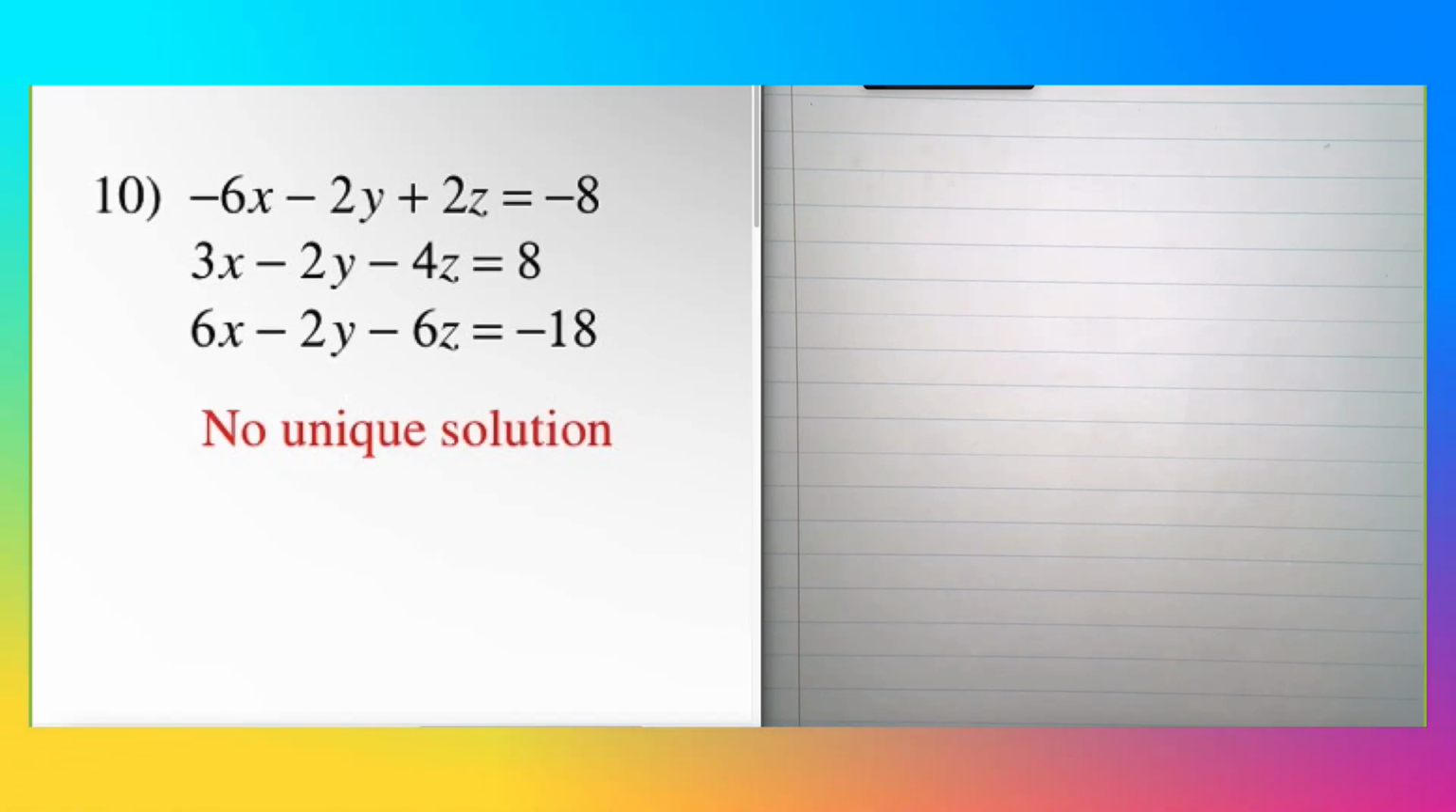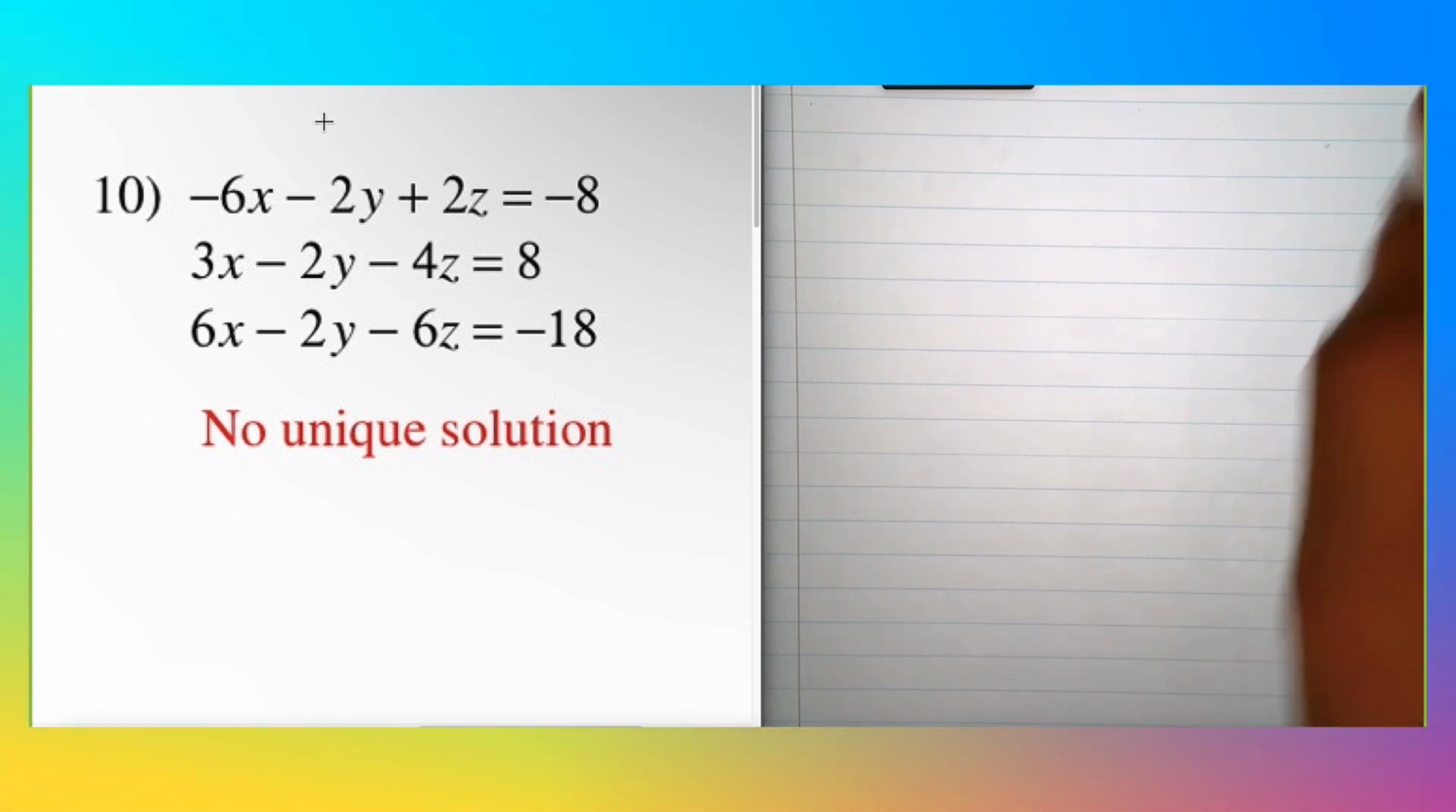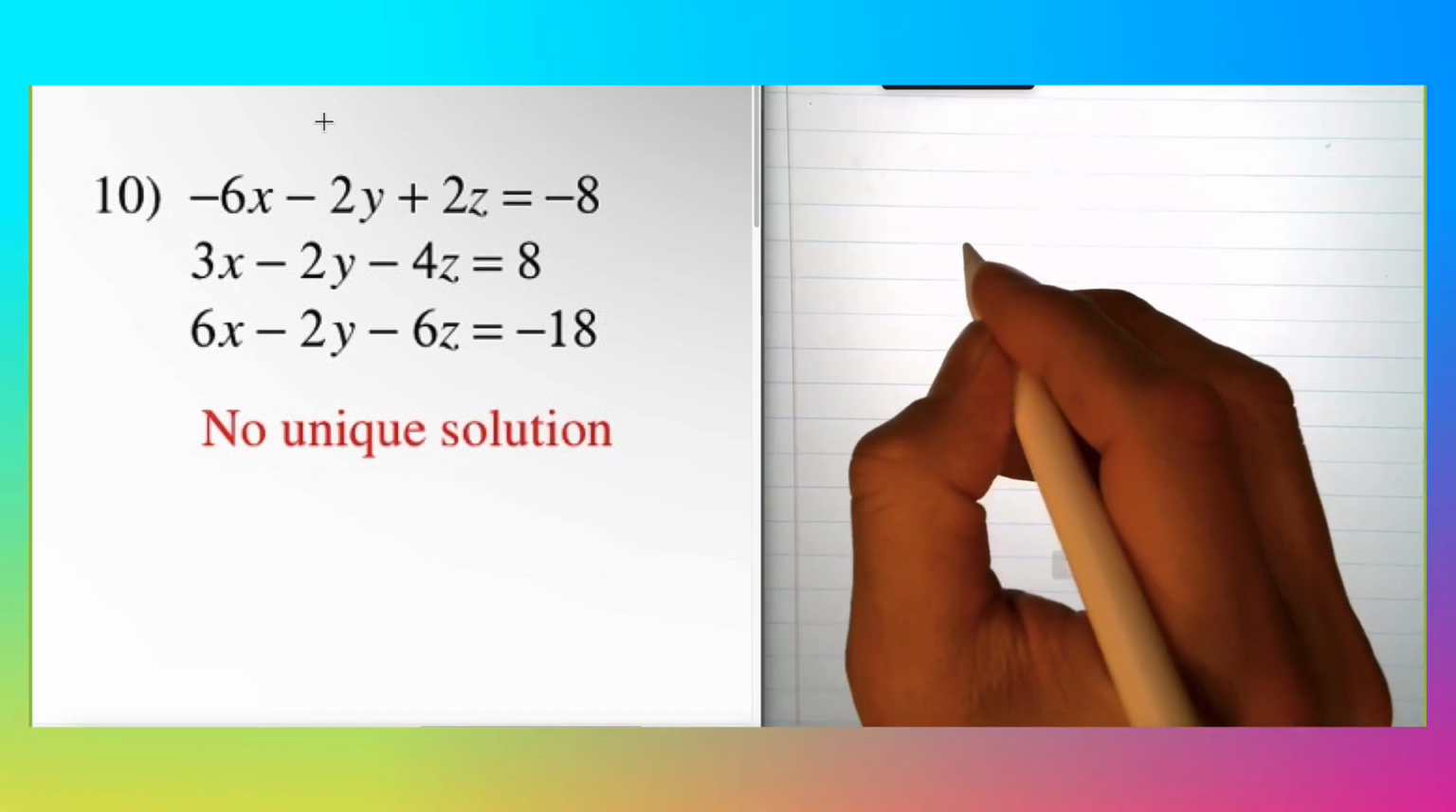Hello, in this video we're going to talk about how Gaussian elimination can give you no solution. So let's get started. If you look at the top row, we can divide everything by 2, because the smaller the numbers you deal with, the better it is.